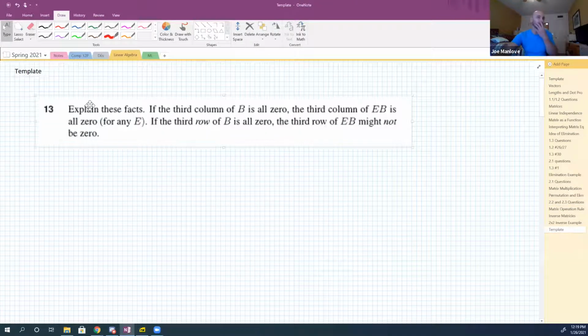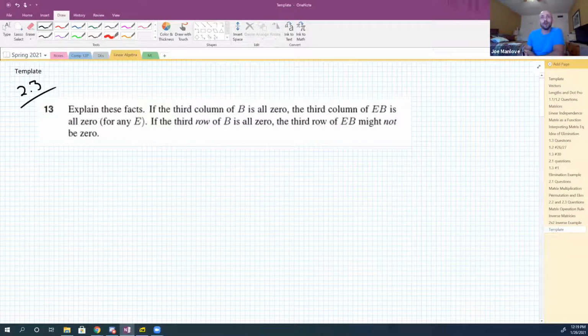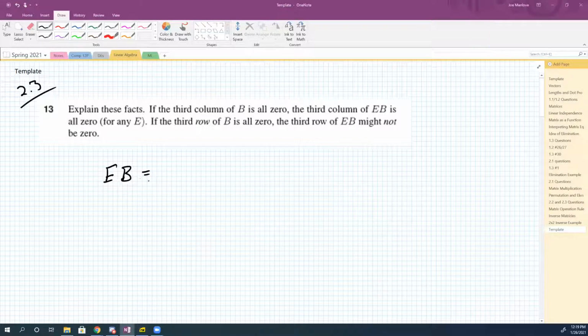All right, so let's talk 2.3, number 13. Okay, so we're supposed to explain facts. If the third column of a matrix B is all zero, the third column of the product EB is all zero for any matrix E. Explain facts is maybe slightly different than prove, but let's think about this as though we were going to prove it at least. A proof is just a really good explanation, basically. That's basically what my dilemma was.